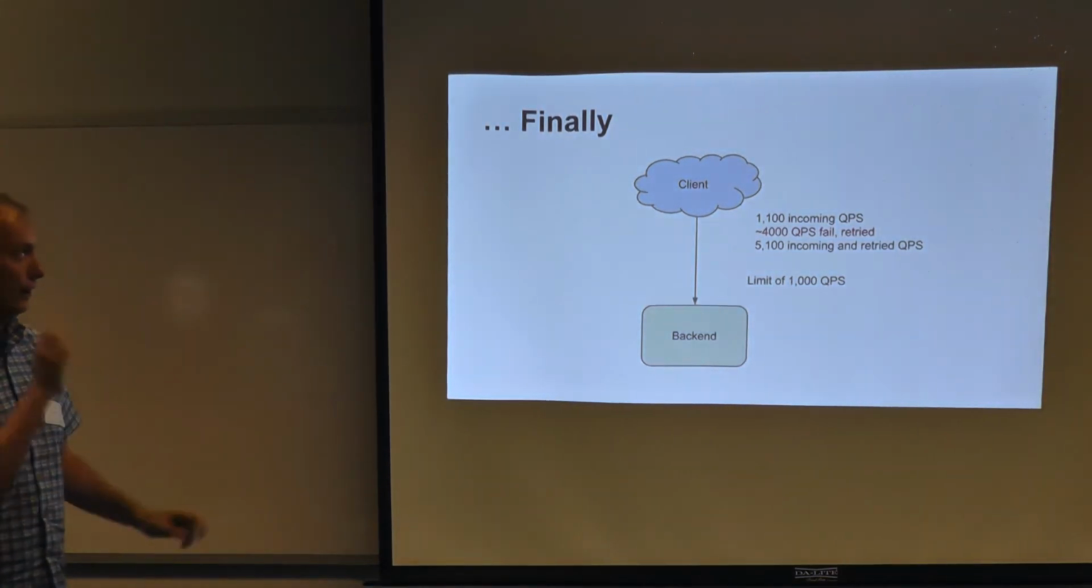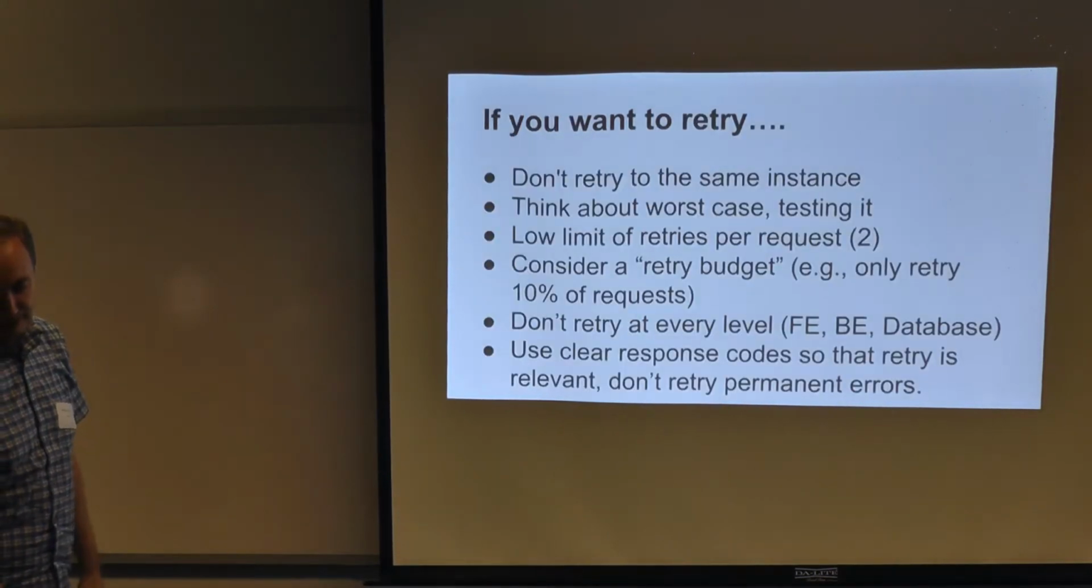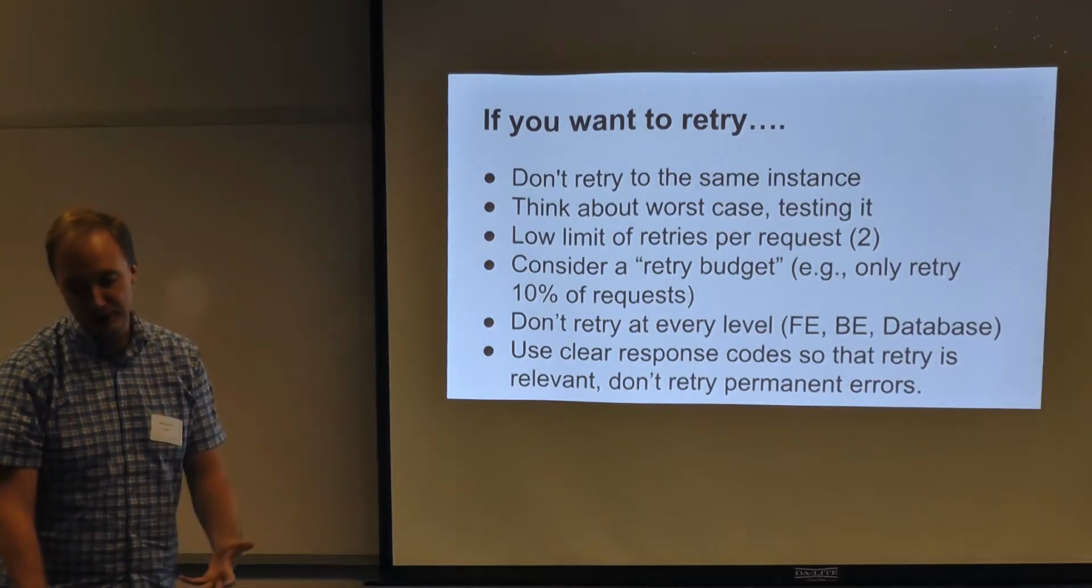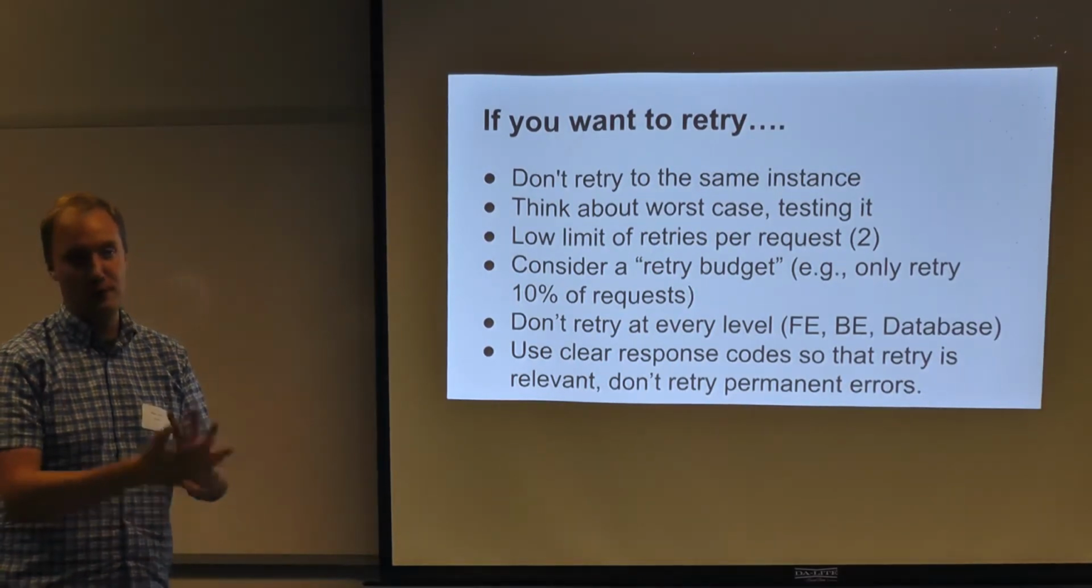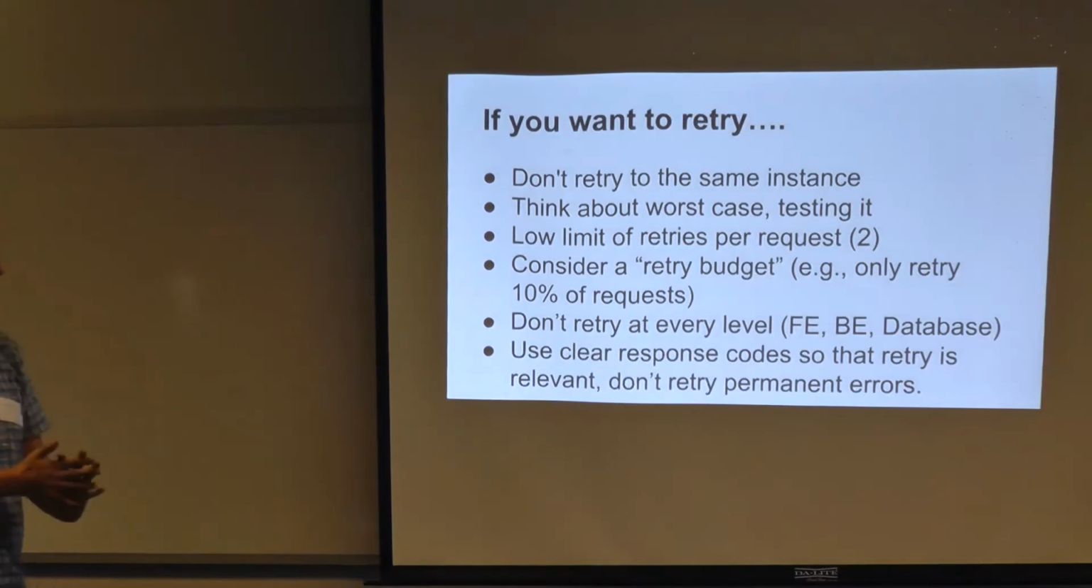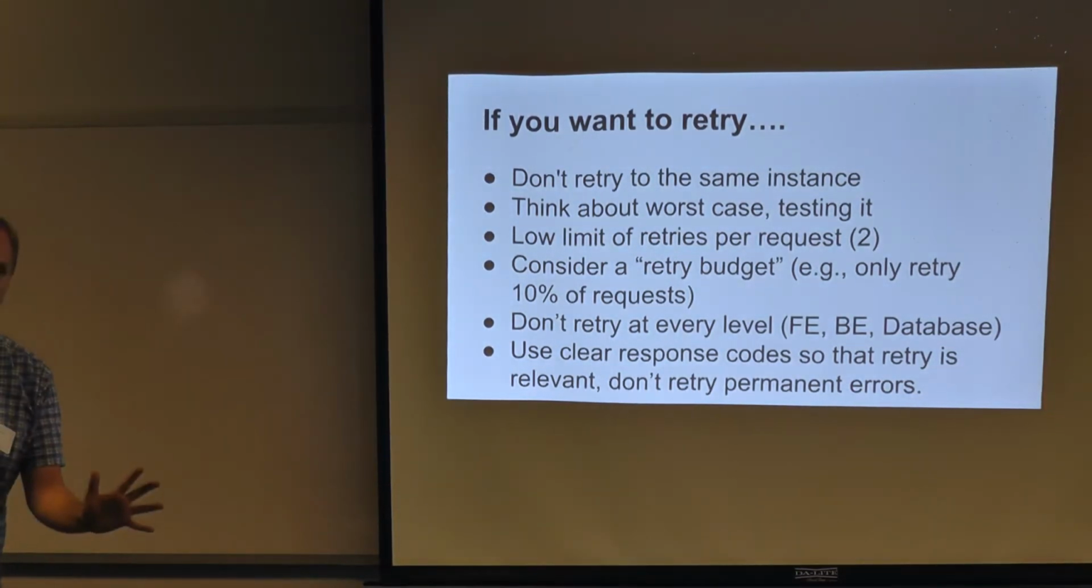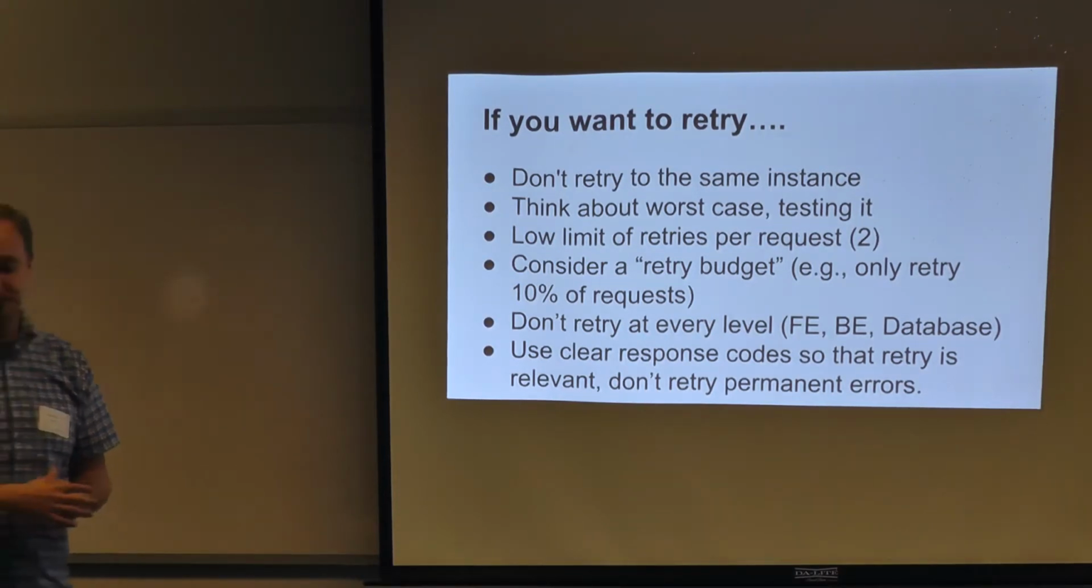So retries can really destabilize systems. And what you should really be doing in those cases is thinking about how you bound this positive feedback. Consider things like a retry budget, where you're only going to retry 10% of your requests rather than an unbounded number of requests.